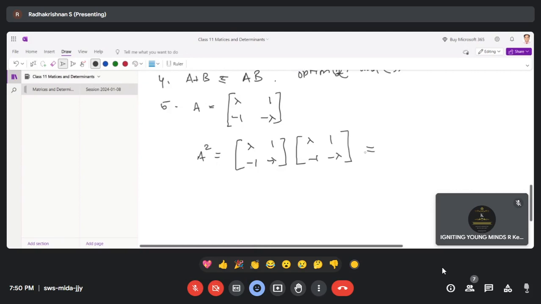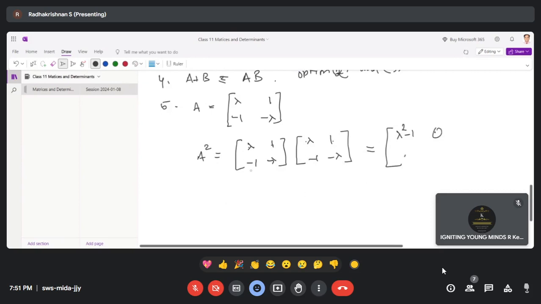Okay. So how do you multiply? The first, it has to be of the order. The first element is lambda into lambda, 1 into minus 1. So that will be lambda square minus 1. First row, second element is given by product of first row and second column. So lambda into 1 plus lambda 1 into minus lambda. So that will be 0 because lambda minus lambda.